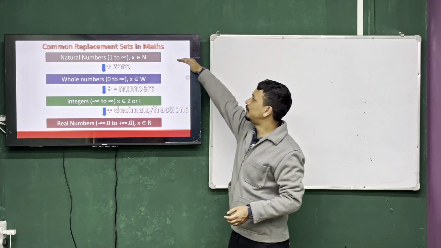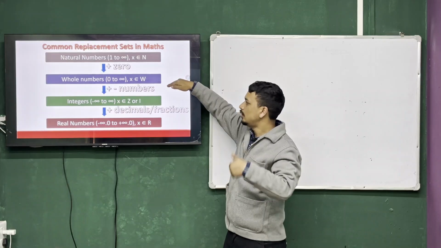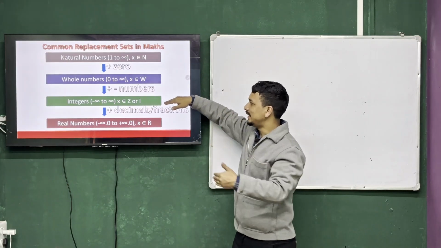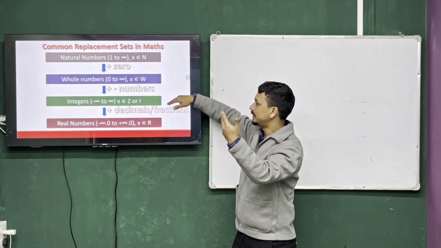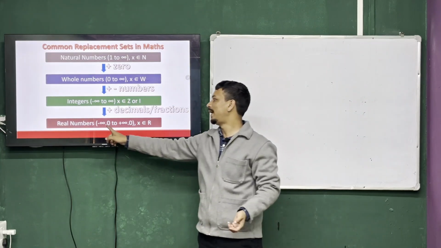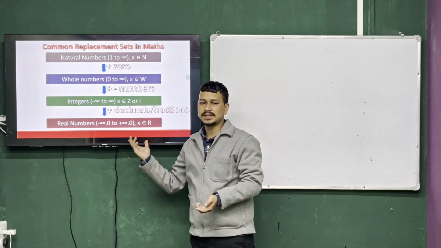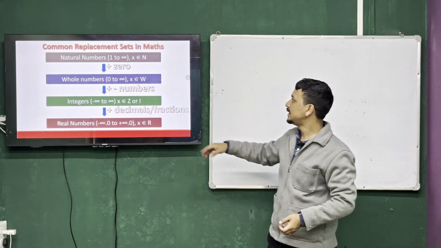Alright, so natural numbers: 1, 2, 3, 4, 5, 6, 7. Whole numbers: 0, 1, 2, 3, 4, 5, 6, 7. Integers: minus infinity, minus 7, minus 6, minus 4, minus 3, then all the way to infinity. So decimals are not there. Real numbers: from minus infinity, let's say 0.0, to plus infinity 0.0. Alright, so these are some common sets.